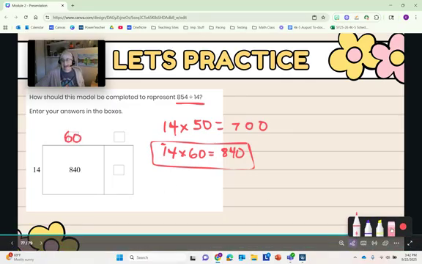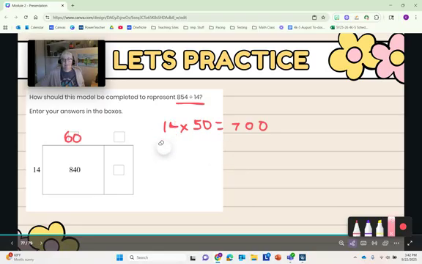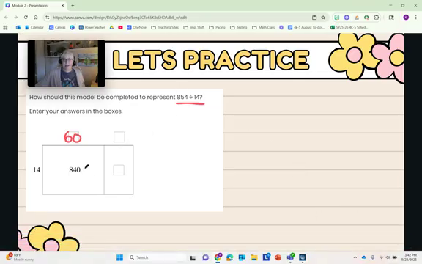All right, now we need to find the total we started with, which is 854. We need to find how much is left after subtracting 840. So 854, that's what we started with. Our model shows we have found a product of 14 times 60 to equal 840. We need to figure out how much is left.